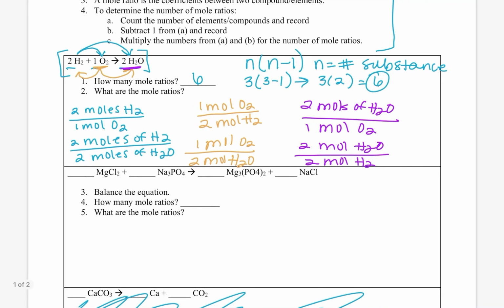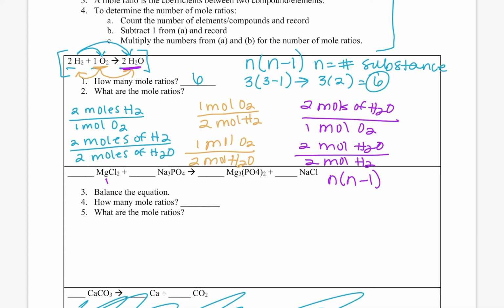So for the second problem, you're going to have to balance the equation. You're going to figure out how many mole ratios are present. So you'll use the equation N times N minus 1, and then you'll write out all of the mole ratios. So with every substance, I don't want to say distributing because that's not really what you're doing. Ooh, my bad.